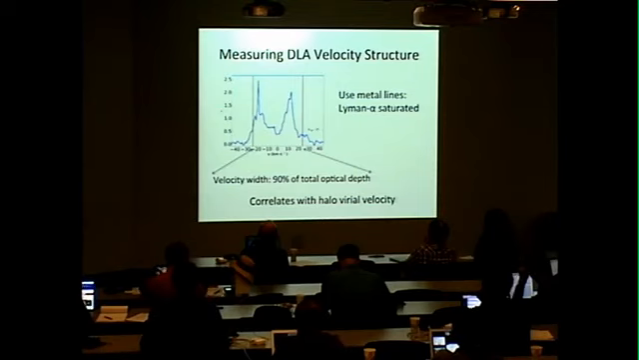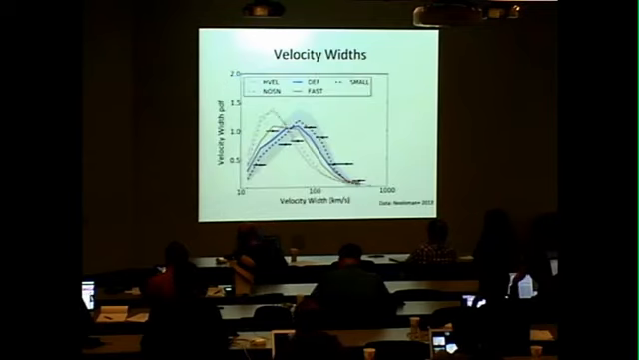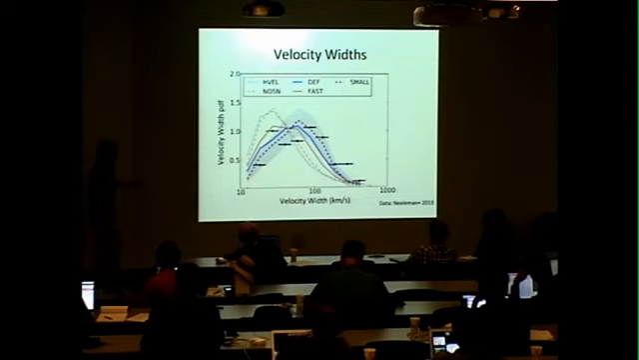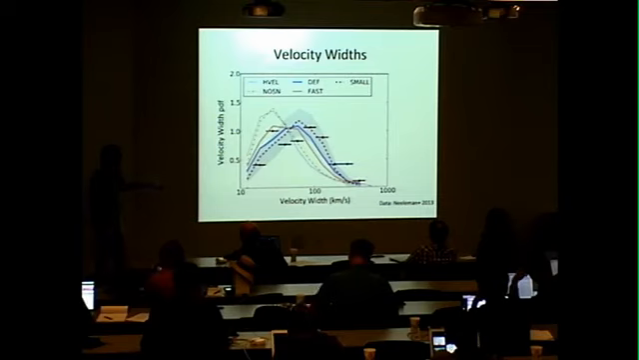You can take a bunch of these spectra, and you can find a histogram of their velocity widths. And this is what you get. I'm going to come back to this plot later. So for now, just take that this is the velocity width down the horizontal axis, and this is the histogram. This red line is my favorite simulation.